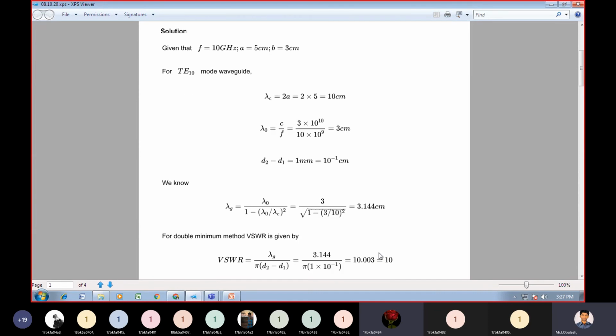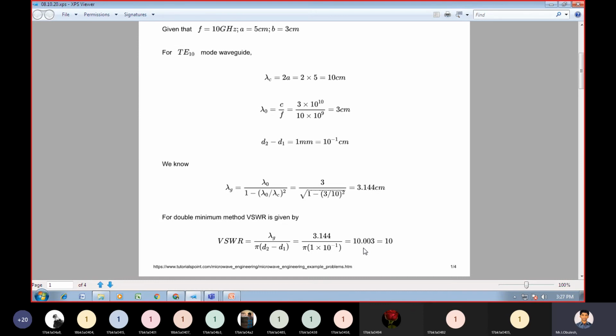Then after that you need to find out, for the double minimum method, VSWR is given by lambda g divided by pi into d2 minus d1. Lambda g value equals 3.144 centimeters divided by, substituting the value, pi into 1 into 10 to the power of minus 1. Finally, we will get the value 10.003.